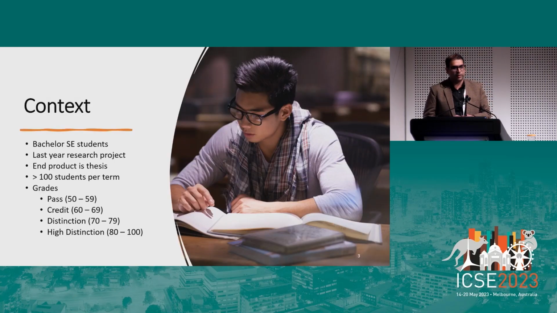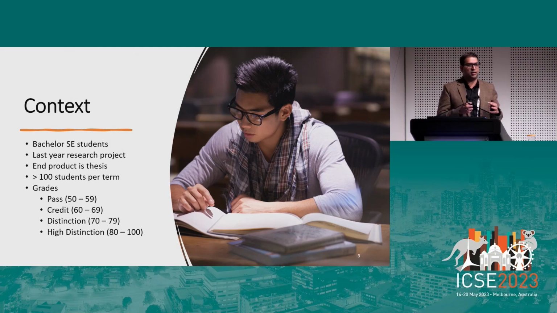A little bit of context before all the innovation in software engineering student research projects. So we had 4-year bachelor students, and this was their 4th year or last year research project. And the end product of the research project is a thesis or a dissertation that they produce. And we had approximately or more than 100 students every edition of this research project.